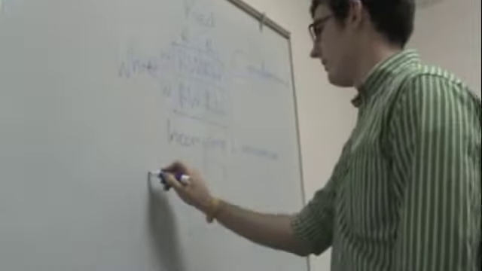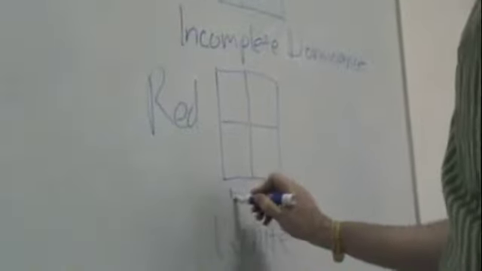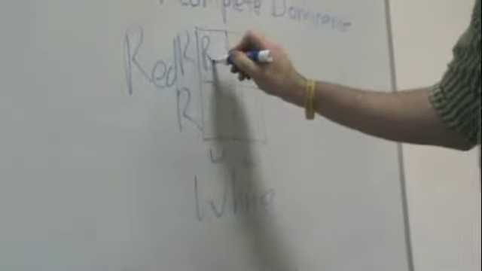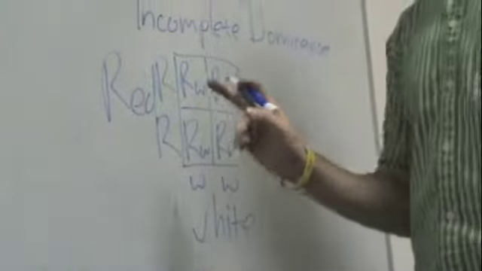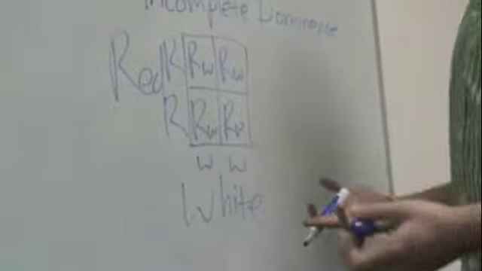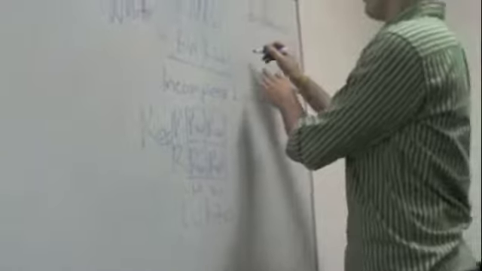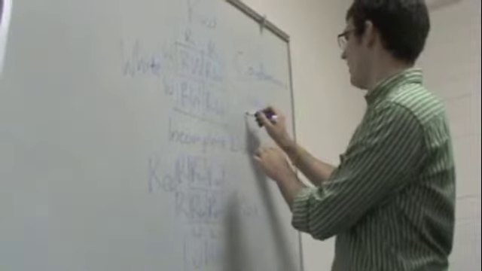So we have red again, and we have white. Except this time, white is going to be recessive, little w, and red's going to be dominant. So when they mix, we'll get this. But instead of getting a red flower or a white flower, we get pink flowers because the red doesn't completely cover the white. It only partially covers it. So we get pink flowers here, and then we get white and red polka dotted flowers here.